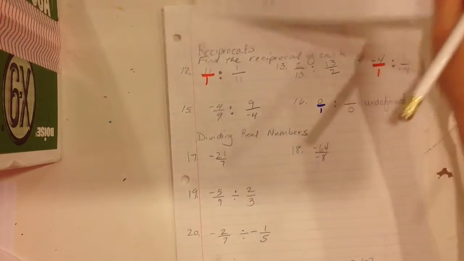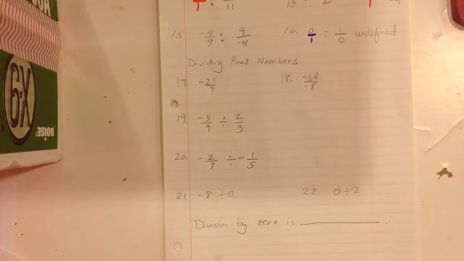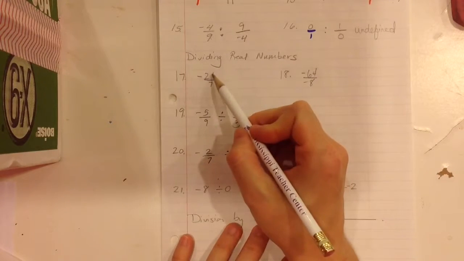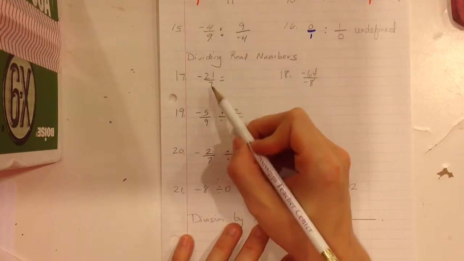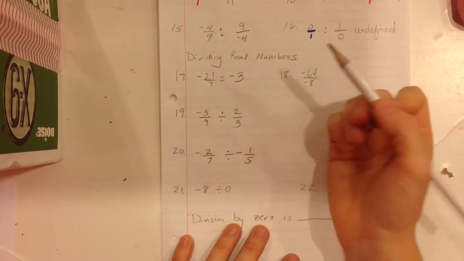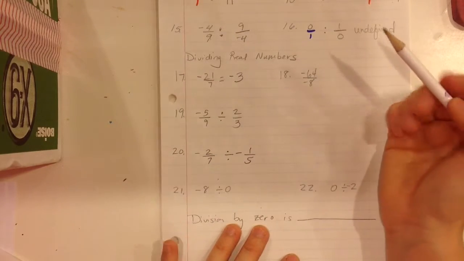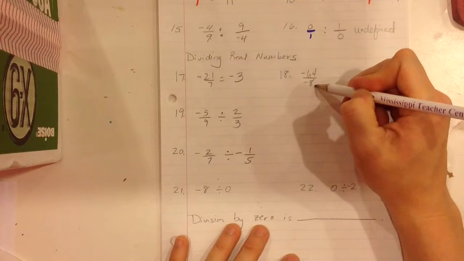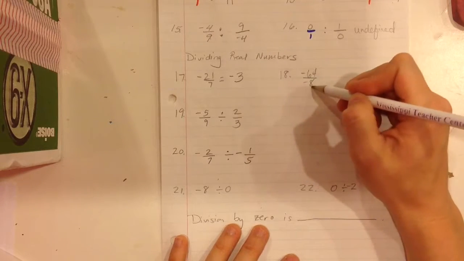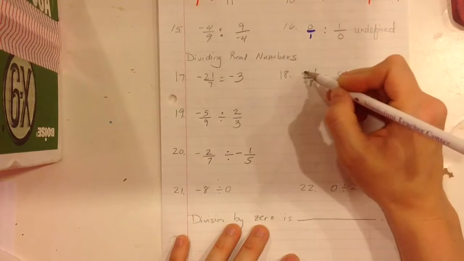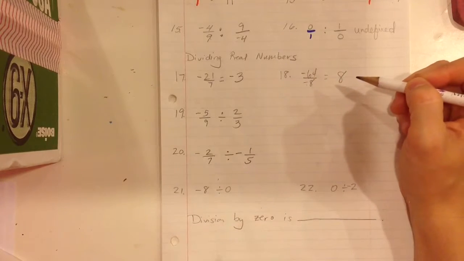Now let's go ahead and get started dividing real numbers. And when we divide real numbers, the rules are the exact same as for multiplying real numbers. If you have the same sign, you have a positive answer. Different signs, your answer is negative. So when I divide 21 by 7, that is 3, and my answer is going to be -3. A different sign, so my answer is negative. Here I have -64 divided by -8, and -64 divided by -8 gives me 8. I have the same sign, so my answer is positive.